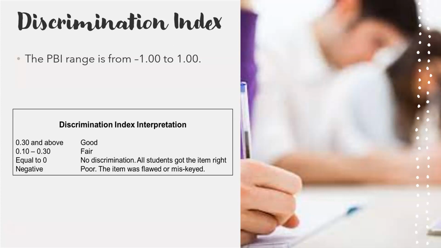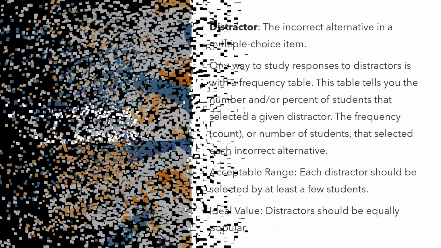Now, here are some examples of ranges for the PBI. It ranges from -1 to +1, but if we're seeing 0.3 and above, that's a good discrimination. 0.1 to 0.3, that's fair. If we see a PBI equal to 0, then there's no discrimination. All students got the item right. If we have negative, then that means it's a poor item. The item was flawed or miskeyed if the correct answer has a negative PBI.